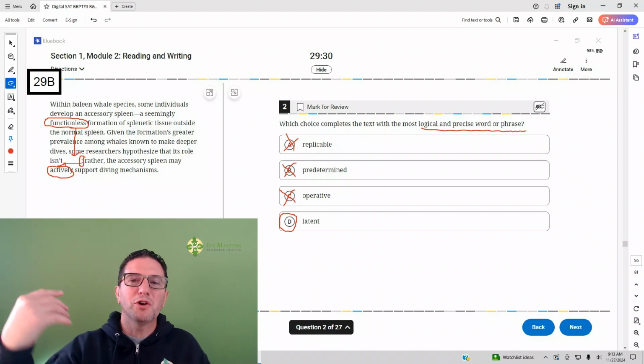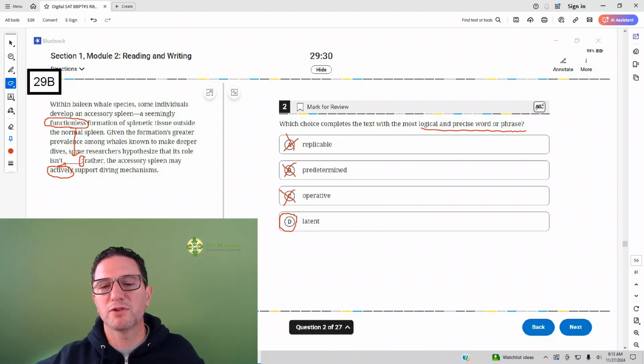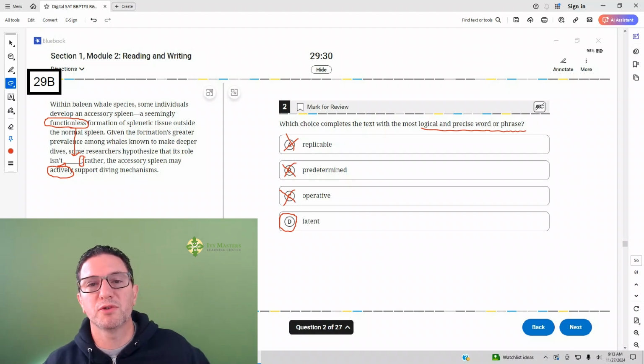If you don't know these words, write them down. Vocabulary is always good. The chance of these exact words coming up again is actually kind of slim. But expanding your vocabulary is always a great idea.